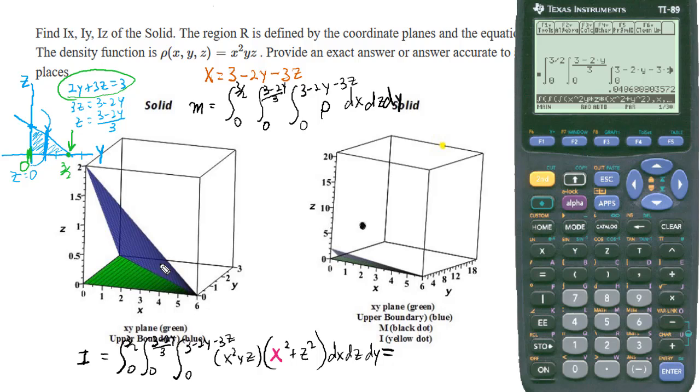Finally, to find the inertia about the z-axis, we simply change the z to a y and enter that into our calculator.